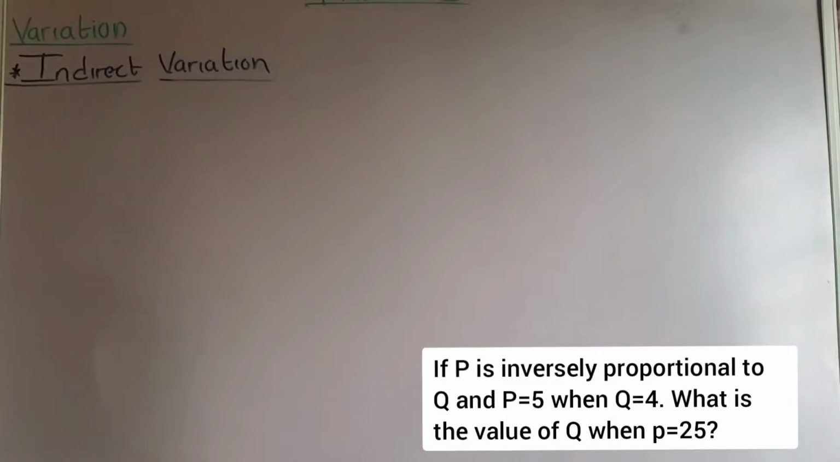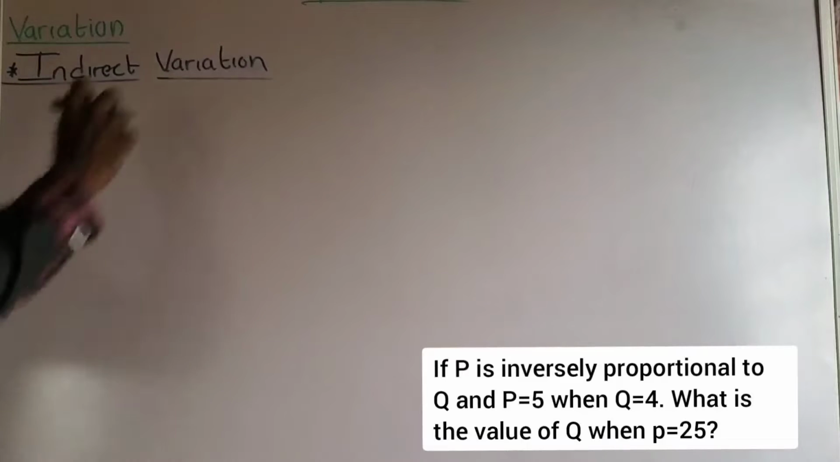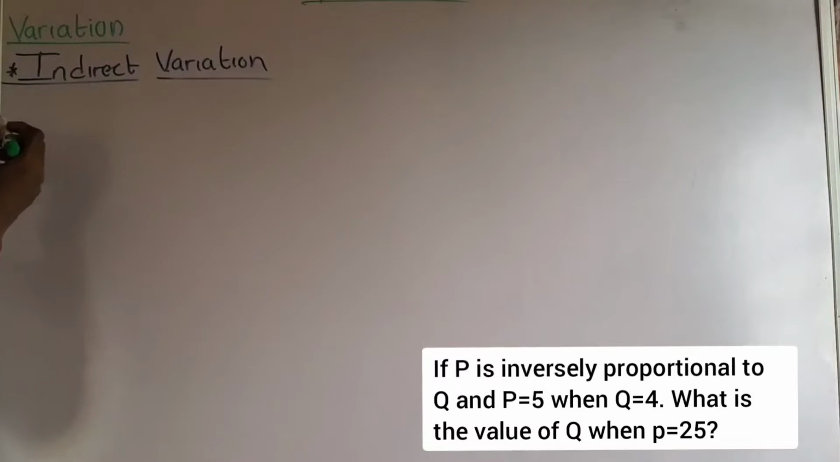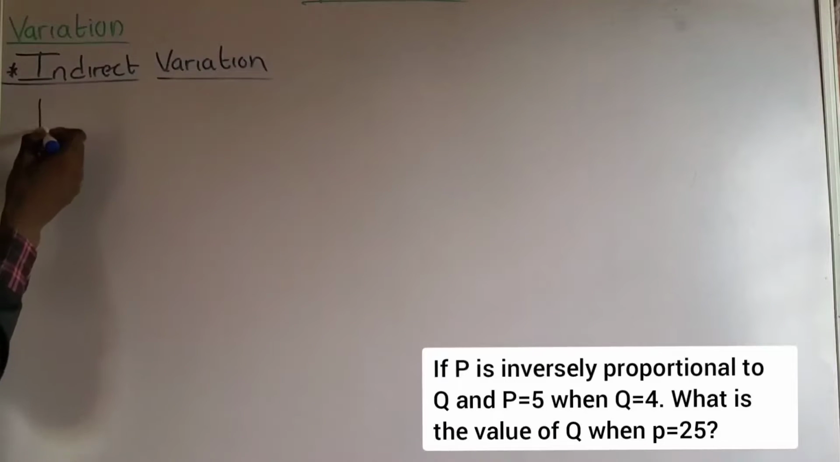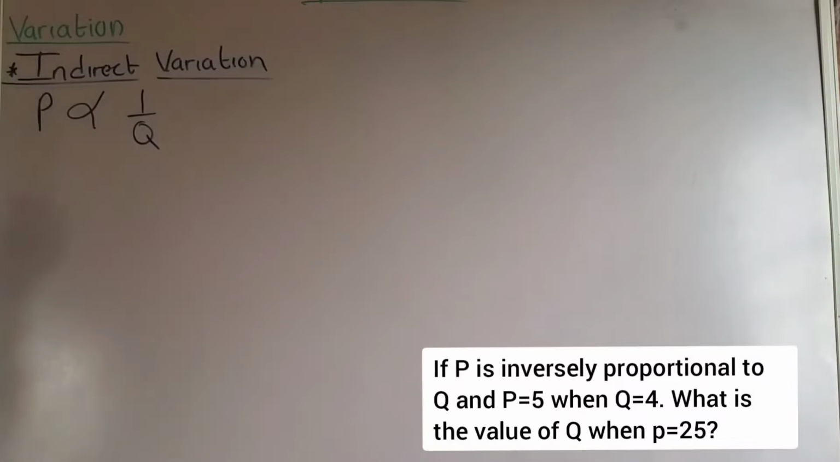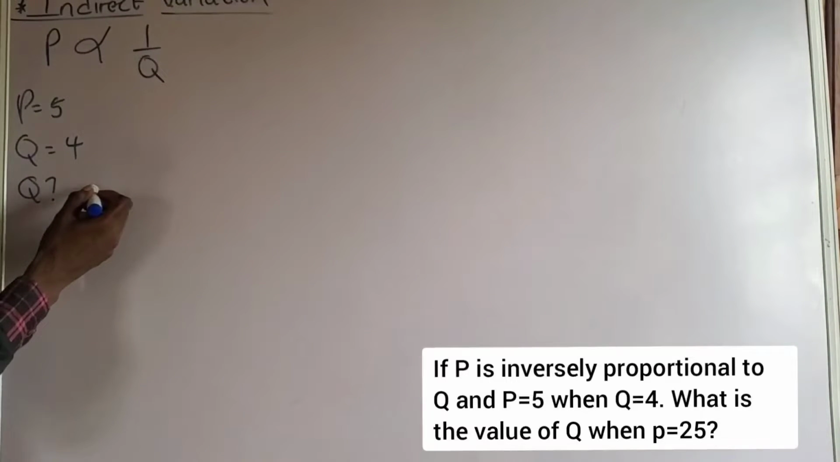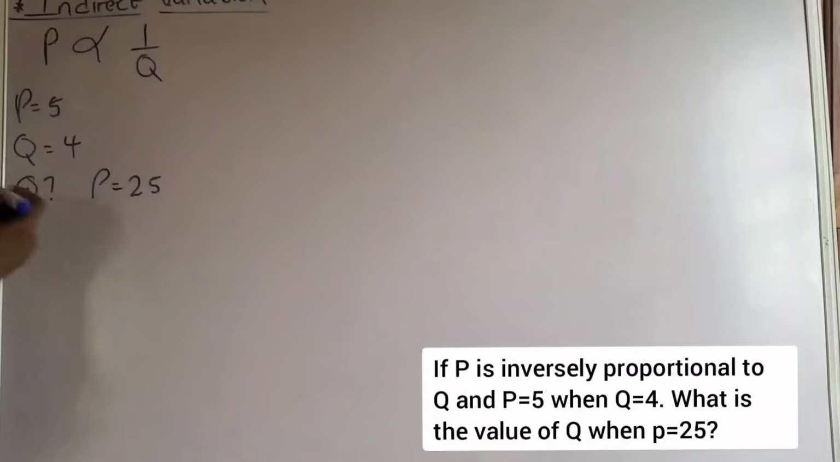If P is inversely proportional to Q and P equals 5 when Q equals 4, what is the value of Q when P equals 25? Okay, we are given that P is inversely proportional to Q, so you can see that it is indirect variation. P equals 5 and Q equals 4. We are asked to find Q when P equals 25. Now, how do we solve this question?